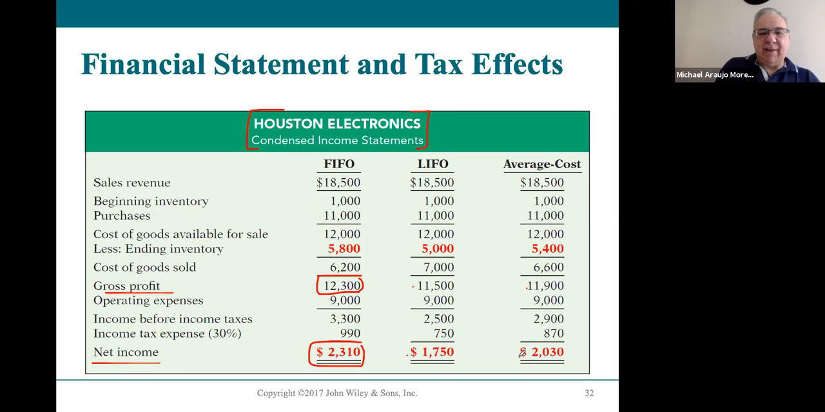So the best thing for Houston Electronics to do is to use the FIFO method, because as you know from chapter five, that gross profit rate and the net profit margin are really important profitability ratios that investors and analysts look at. And so FIFO would give them the largest gross profit margin and the largest net profit as well. So that would be the case. So of course, they have options. Who would use a LIFO? Well, that's a good question.